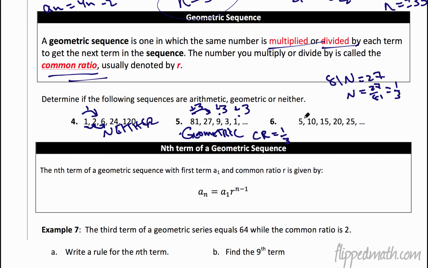Last one, what do we got? Plus 5, plus 5, plus 5, plus 5. This is arithmetic because we're adding. And the common difference is 5. So we're adding 5 each time.